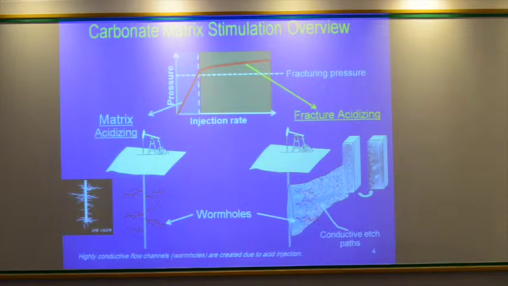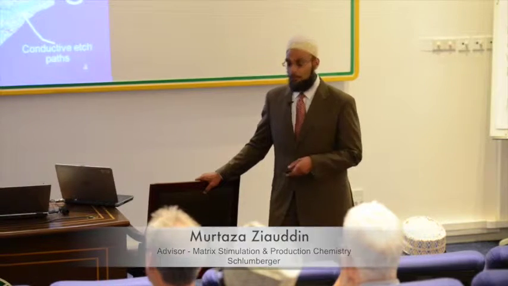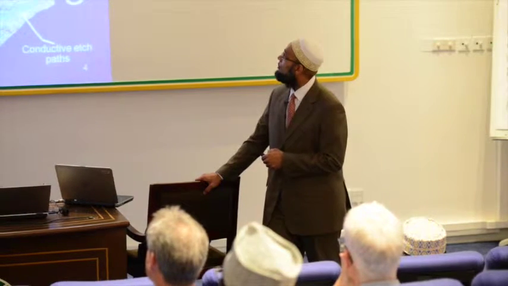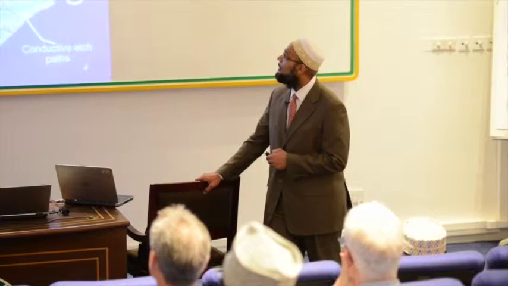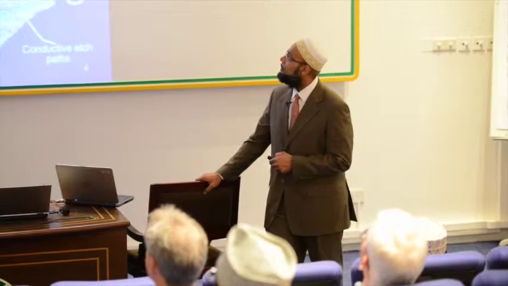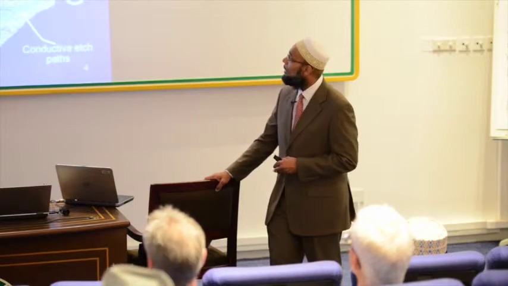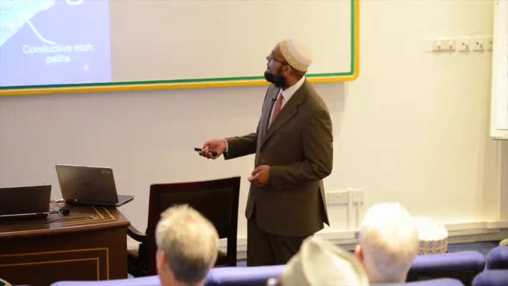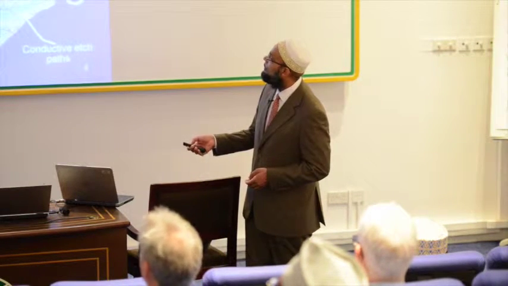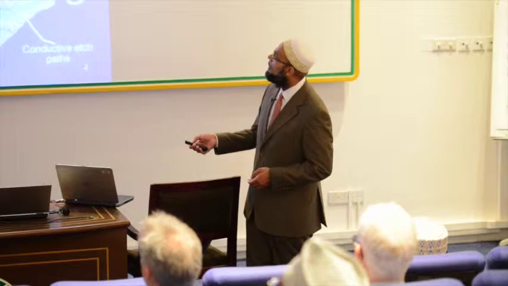So there are two main types of carbonate acid treatments. If we inject above the frac pressure, we get a fracture, right? And this is fracture acidizing. If it's below the frac pressure, this blue region, then it is matrix acidizing, right? So in matrix acidizing, the flow is in the matrix. We don't crack the rock, and we get wormholes, which have these red features over here in the cartoon.